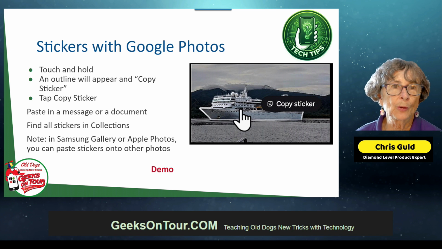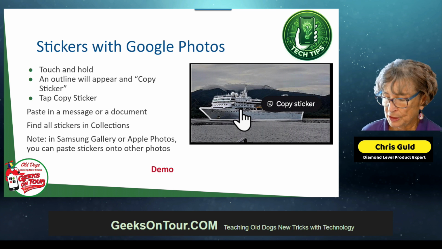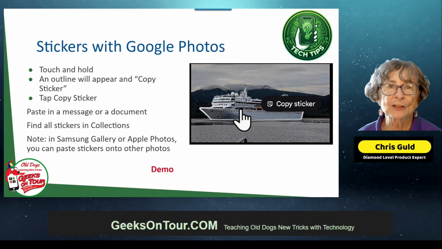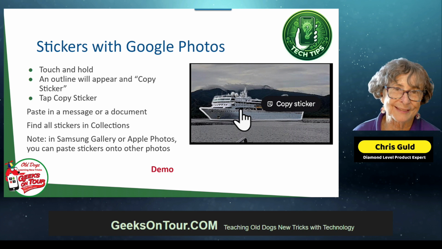You just touch and hold, an outline will appear, and you tap Copy Sticker. And then they are all gathered in a collection in Google Photos. Let me show you this. First, I'm going to show you how to make a sticker, and then I'm going to show you just one example of maybe how to use a sticker.